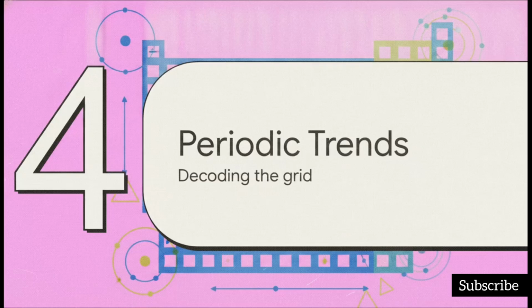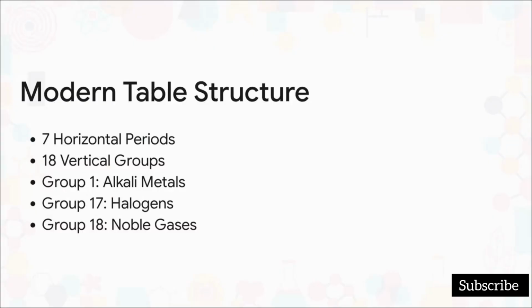All right, section 4, decoding periodic trends. So let's look at the actual structure you see in your textbook today. It is perfectly organized into 7 horizontal periods and 18 vertical groups. The VIPs you absolutely need to remember are Group 1 on the far left. Those are your highly reactive alkali metals. Group 17 has your super reactive nonmetals, the halogens. And all the way on the right, Group 18, you've got your perfectly stable, totally inactive, noble gases.